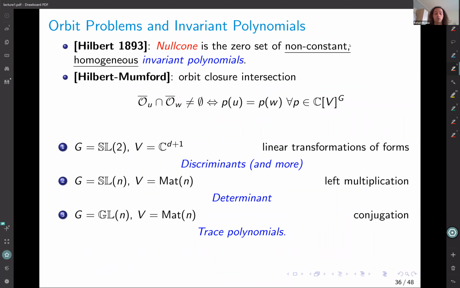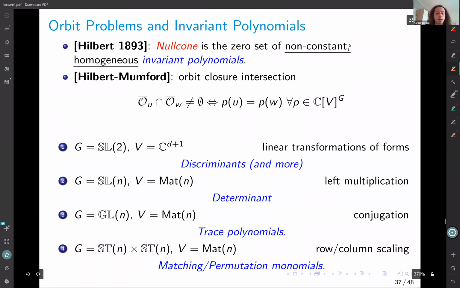And if you talk about the conjugation action, what are the invariants of this action? It turns out that the invariant polynomials for the conjugation action are the trace polynomials. And when we talk about the matrix scaling action, the invariant polynomials here are exactly the matching or permutation monomials. So it turns out that all of these actions have very easy polynomials, which are very helpful in describing the null cone and in characterizing the group action.